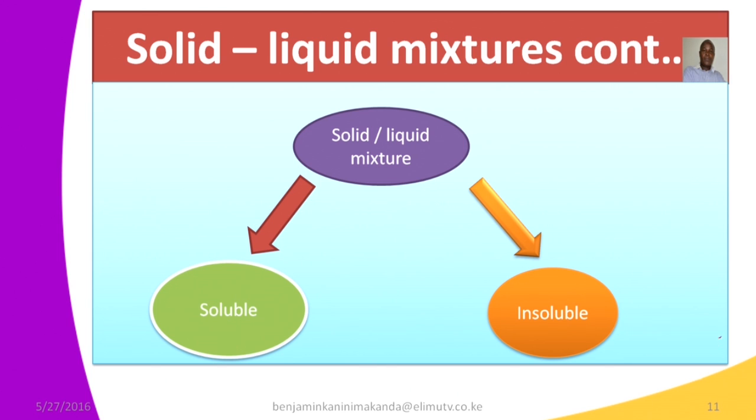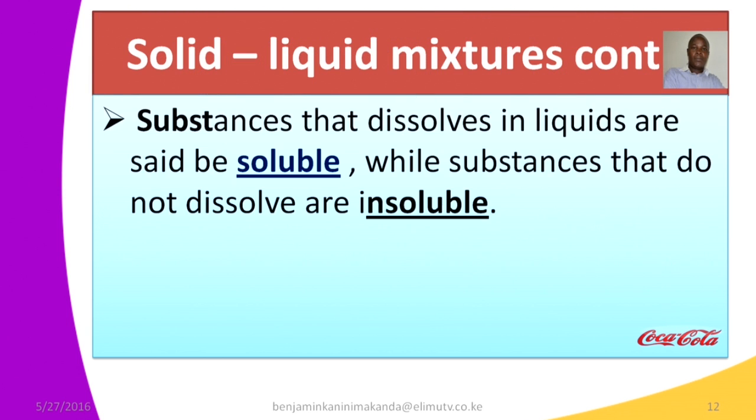Now we are still looking at solid liquid mixtures, and just to discuss what you have just watched, in solid liquid mixtures, substances dissolved in liquids are said to be soluble. So if substances dissolve in liquids, then they are said to be soluble. For example, if you take sugar and you put it in tea or in water and the sugar dissolves, then we say sugar is soluble. While those substances that do not dissolve are insoluble. An example is sand in water. It's not going to dissolve. We say it is insoluble.